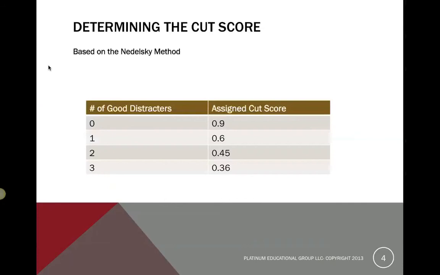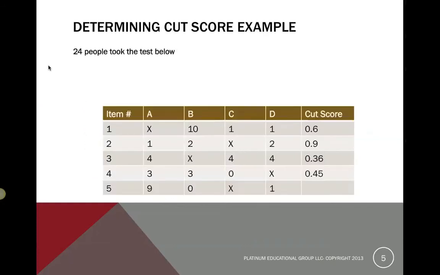So again, all you have to know is not how these numbers are developed, it's just a chart. No good wrong answers, assigned a 0.9. 1 good wrong answer, assigned a 0.6. 2, a 0.45. And if all 3 are good wrong answers, then it's assigned a 0.36. So, kind of a method to do this.